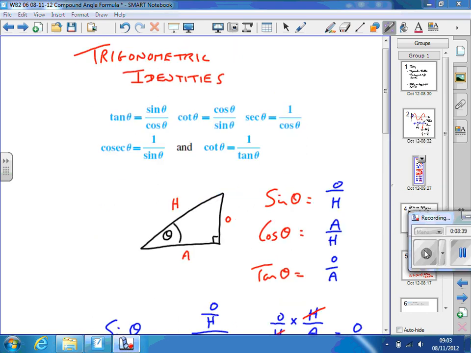If we go back and look at these now, hopefully they'll make more sense. Tangent, sine over cosine. We've just proved that. Cotangent, remember cotangent means 1 over the tangent, so cosine over sine. It's the inverse. Secant, we've just defined as 1 over the cosine. Cosecant, 1 over the sine, and cotangent, 1 over the tan. So those are the first 5, rather than 6, trigonometric identities that people tend to use in an algebraic way with trigonometric functions, to play around with them.